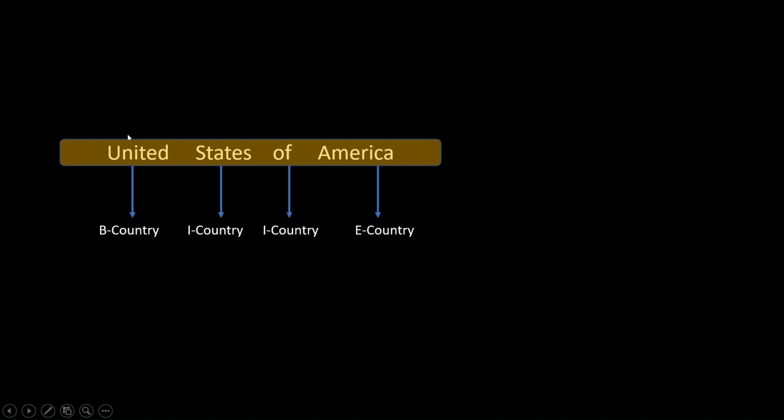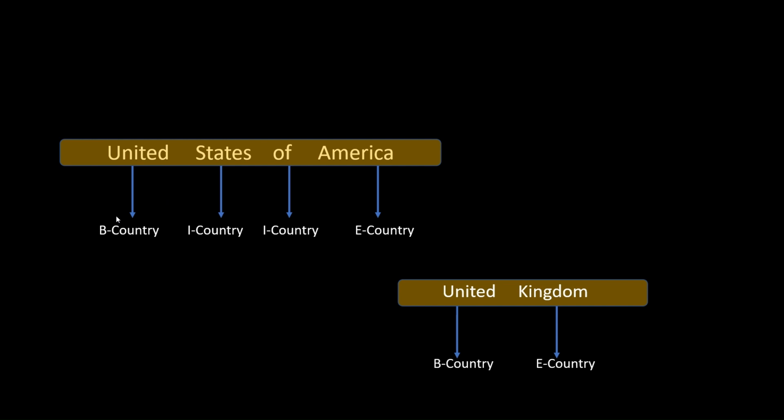So instead of labeling the entire United States of America as a single country entity, we can label it with individual positional tags. Another example is United Kingdom. It's also a single country, so this can be labeled as B-country for the beginning and E-country for the end. This type of entity recognition is called customized named entity recognition, or custom NER.